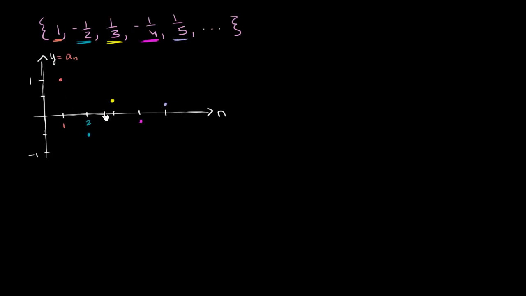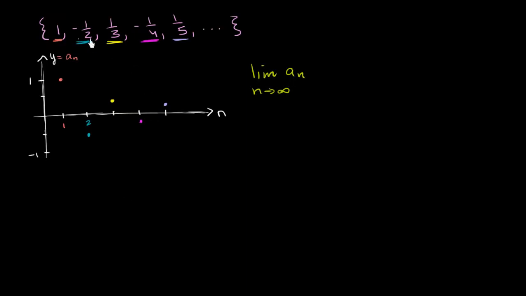So you see the points, they kind of jump around, but they seem to be getting closer and closer and closer to 0, which would make us ask a very natural question. What happens to a sub n as n approaches infinity? Or another way of saying that is, what is the limit? Let me do this in a new color. What is the limit of a sub n as n approaches infinity?